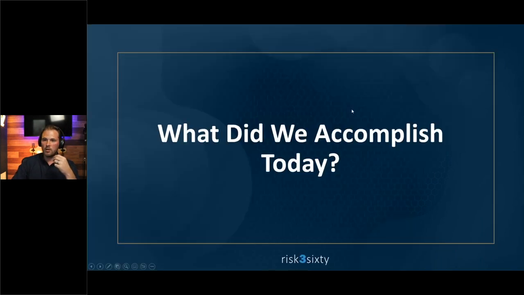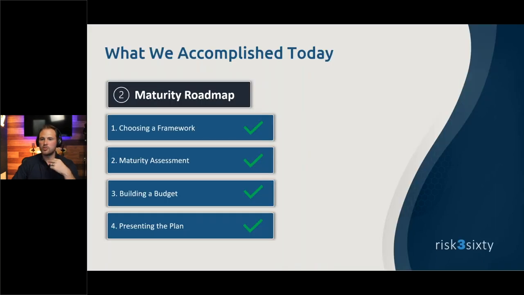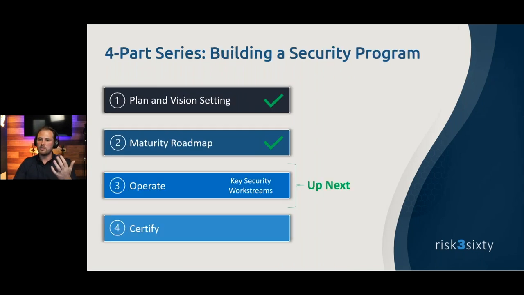So talking about what we accomplished. Just a quick review. So we talked about choosing a framework. You should be good to go there, and how things to think about when you're choosing that framework. We talked about doing the maturity assessment itself. We reviewed how you could possibly do that in Excel, and then how maybe you could do that in a platform, some of the things to think about in terms of level of assurance. We talked about building the budget and provided an example of building that budget. And then we talked about how to present the plan to get everybody on the same page. So that's what we accomplished.